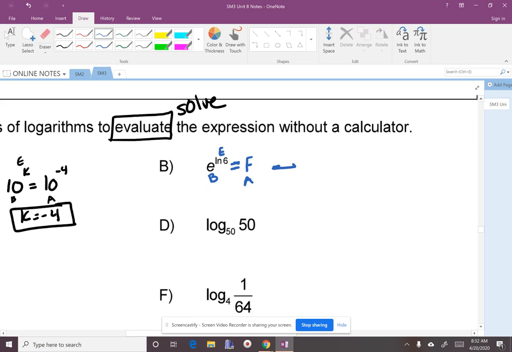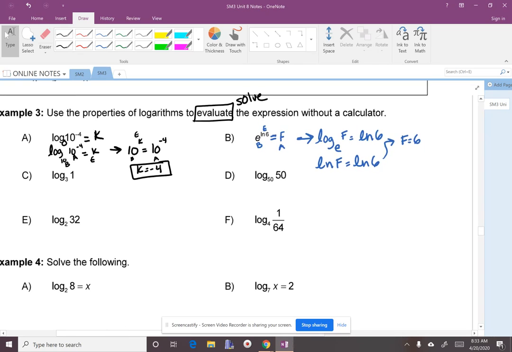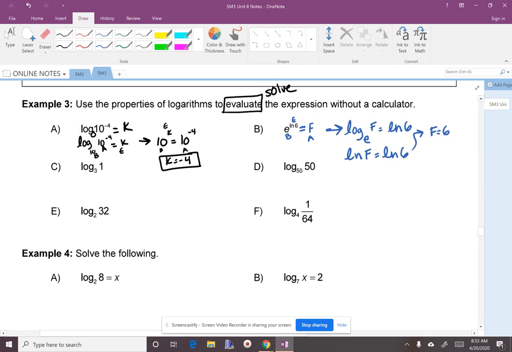So if I rewrite this in log form, I would have log base e of f equals ln of 6. And you're like, those do not match, Miss Bustle. Except for they do, because the log base e is the ln. So you have the ln of f equals the ln of 6. So from that, we know that f equals 6. Okay, let's see. I'm gonna skip C and D, okay, but I'm gonna do E and F.